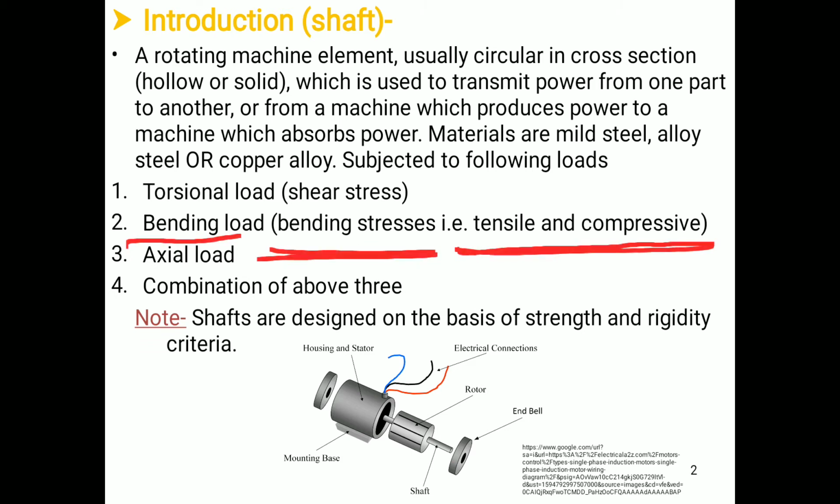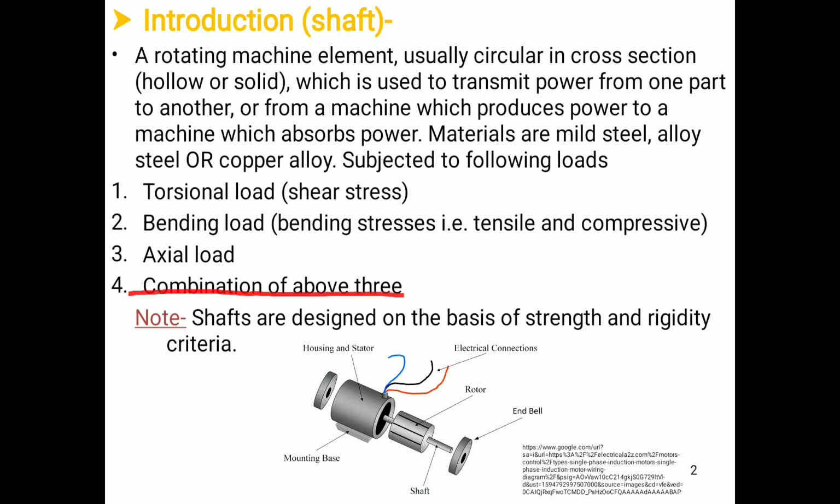Third type of load is axial load. The name itself indicates what is axial load. The line of action of the load is along the longitudinal axis of the shaft. Therefore, the name is axial load. And the fourth one is the combination of the above three. So those are the forces to which shaft is subjected. Remember that shafts are always designed on the basis of strength and rigidity criteria. Both the criteria we are going to discuss in coming videos.